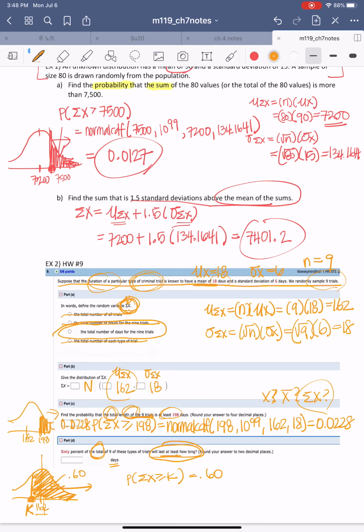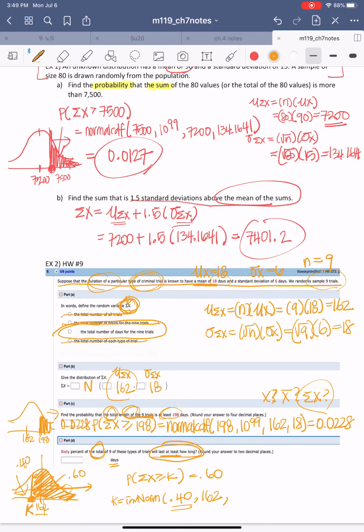Well, so K is equal to inverse norm. Here's where it gets a little bit tricky. Remember, the first number is area to the left. Area to the left. So do not put 60. You should really put 0.40. Why? Because this is area to the right, because I want greater than. I want less than on the calculator, because it's area to the left. If you have the function of selecting the tail, remember I showed you in chapter 6, you can use 0.60, but make sure you put the right. But if you don't have the option, you have to put 0.40.